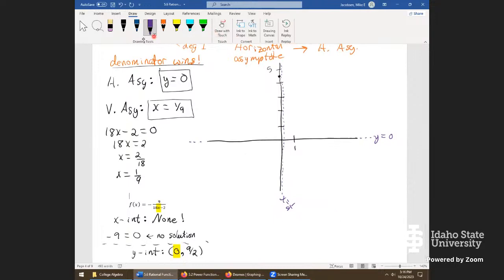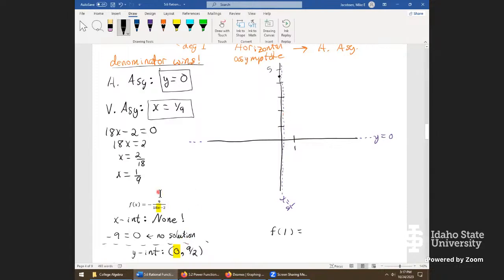So here's what I would do next to find just a couple more points. Let's calculate f at, not 0, but rather, how about at 1? That might be a good place to start. I just want to know what happens to the function to the right of x equals 1/9. We'll never cross that asymptote, so doing a value to the right of it and to the left of it is probably a good call.